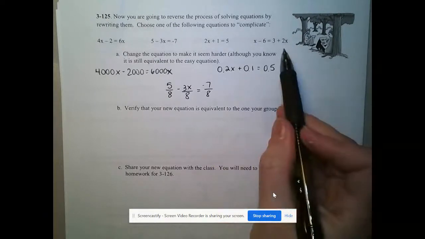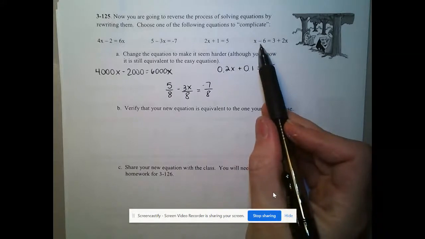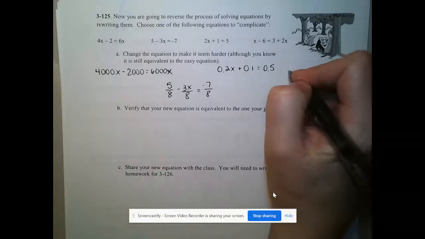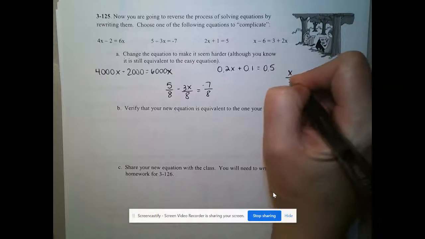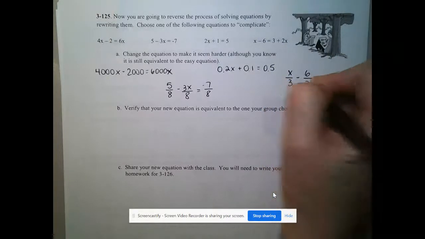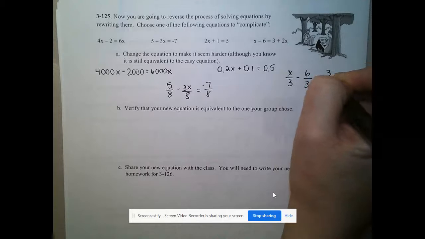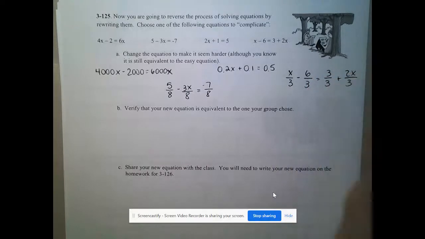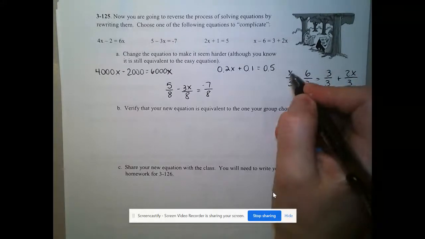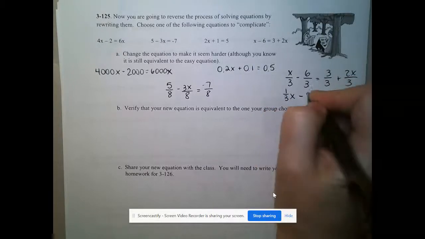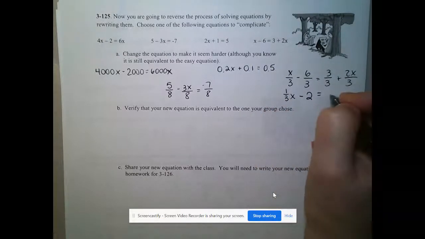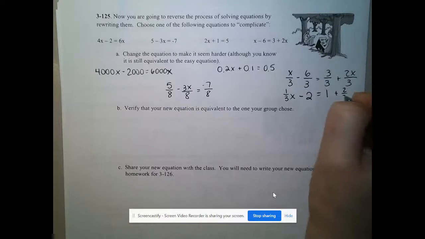Truth. The last thing you could do is change up the way things look. So maybe you're going to put everything, say, over 3. So maybe I'm going to put like x over 3 minus 6 over 3 equals 3 over 3 plus 2x over 3. But maybe I want to make things just a little bit more tricky. So maybe this one, instead of being x over 3, maybe I write 1/3 x. And then instead of 6 over 3, I put 2. And instead of 3 over 3, I put 1. And then plus 2/3 x.